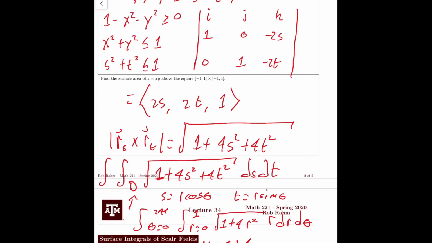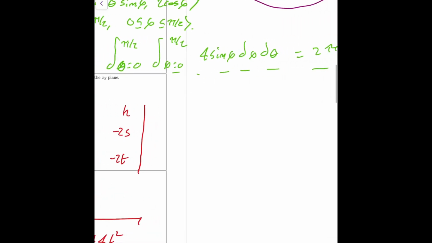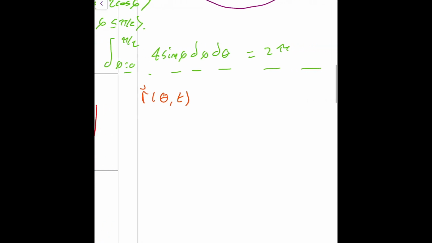Okay, so this is how we do the problem in Cartesian coordinates. Now I'm going to do the problem where we start in polar coordinates, and I'm going to do that in orange. So now the parameterization is r of theta t. For polar coordinates, remember, typically we use theta and r. But since I'm using r for the name of the parameterization, I don't want to use it as a coordinate.